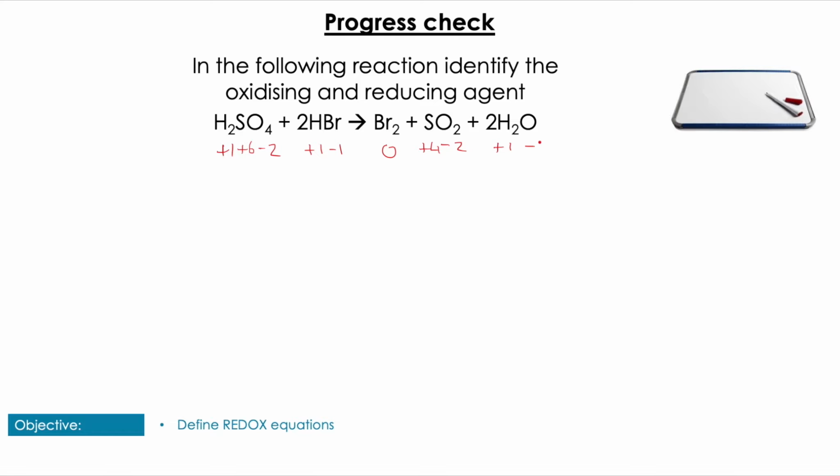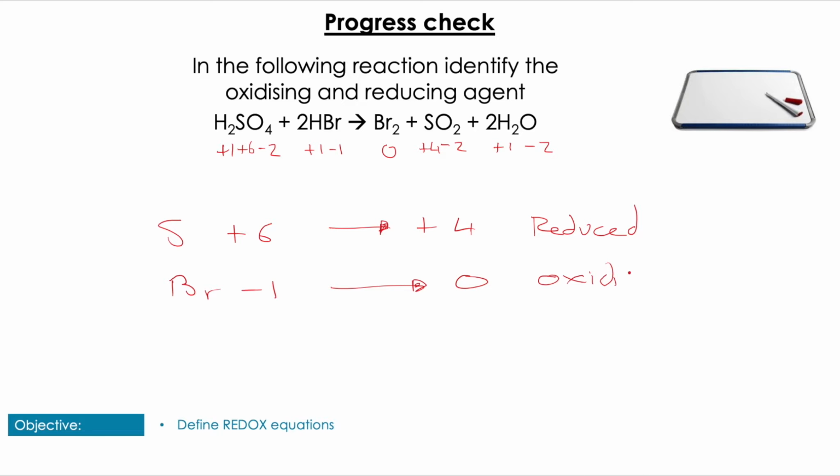So after I've done that, we can see that hydrogen, oxygen stay the same, but what's really happening is sulfur is going from +6 to +4, so it's being reduced, and bromine is going from -1 to 0, so it is being oxidized. So sulfur is our oxidizing agent, or H2SO4, the molecule it's in, and the HBr or Br- is our reducing agent.